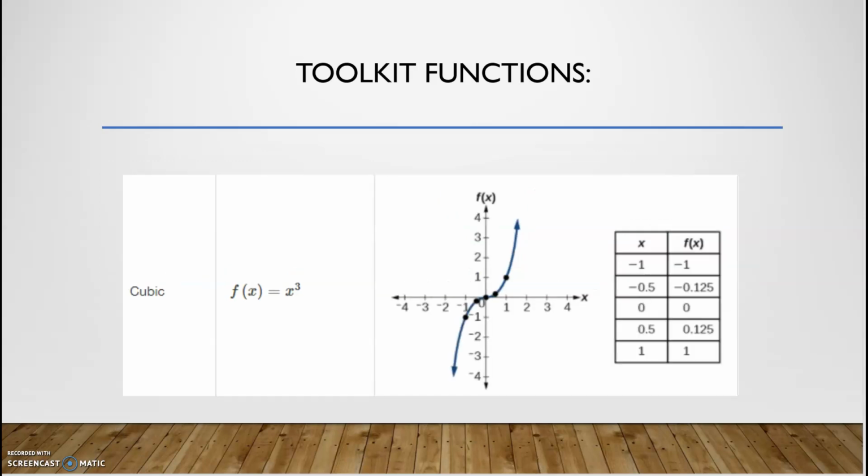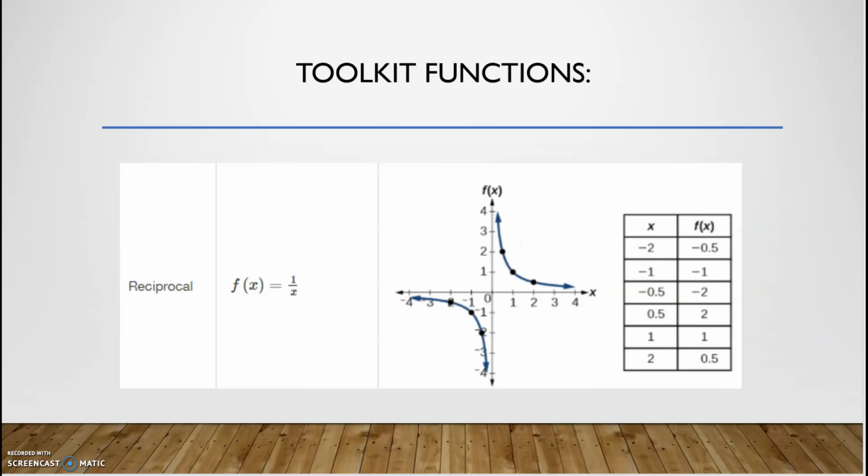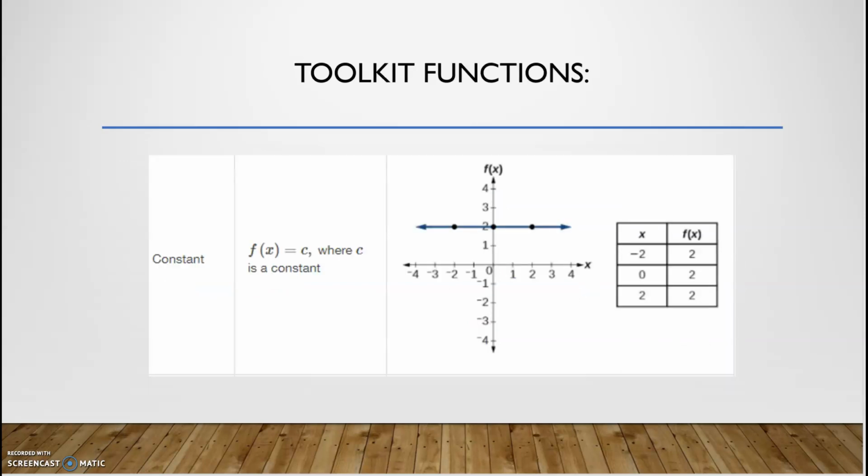Here's a cubic function. It goes down, it curves a little, and it goes up, like that. Here we have a reciprocal function, which is 1 over x. And by the way, like with f of x is equal to c, c is just going to be some number, so in this case it'd be 2. So this would be f of x is equal to 2. So we're going to need to know the formula and the graph of these.